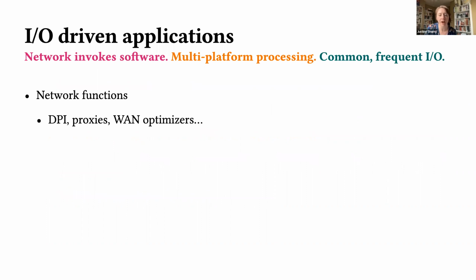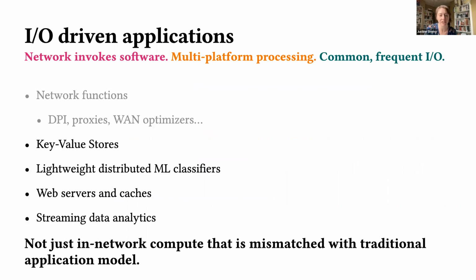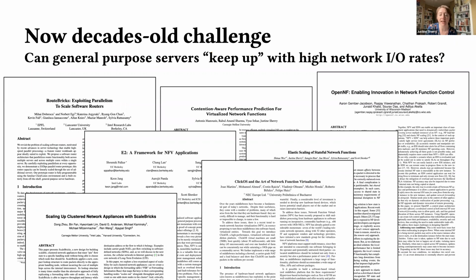So these properties I've described are not specific just to network functions. They're specific to a larger class of I/O-driven applications. Consider key value stores, lightweight classifiers, web servers, caches, streaming analytics frameworks. All of these share the same mismatch with the traditional compute model. And for a long time, a lot of clever software designs have just masked this mismatch, and general purpose servers have done okay supporting I/O-driven applications. Here are some of my favorite papers from the NFV domain.